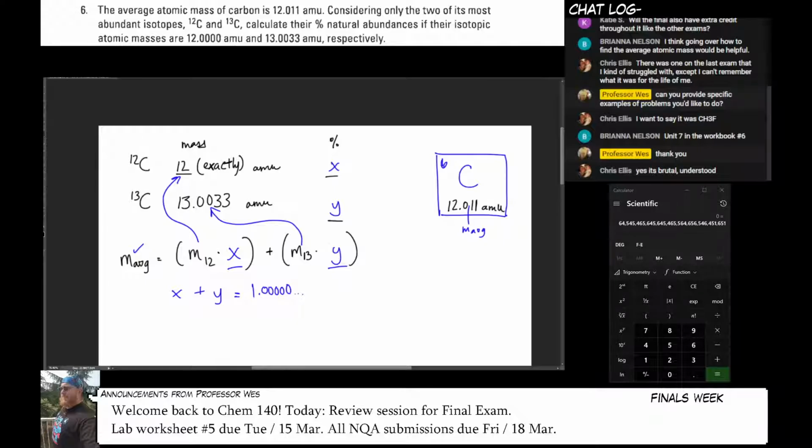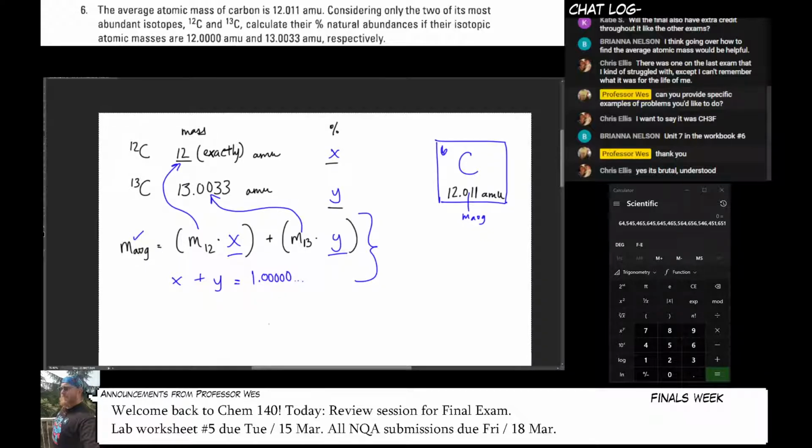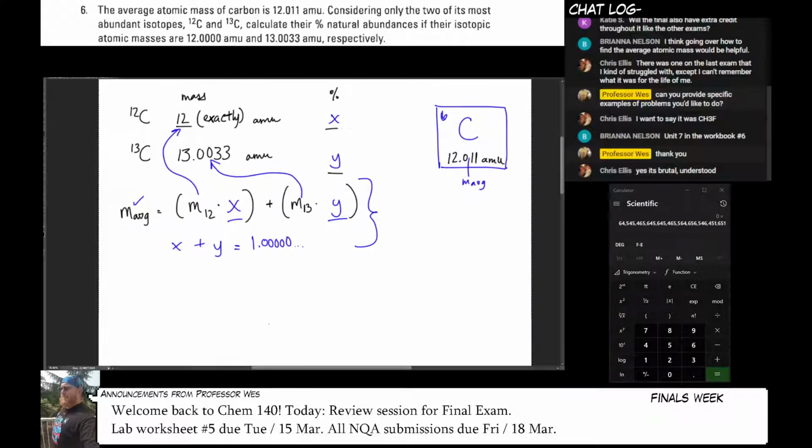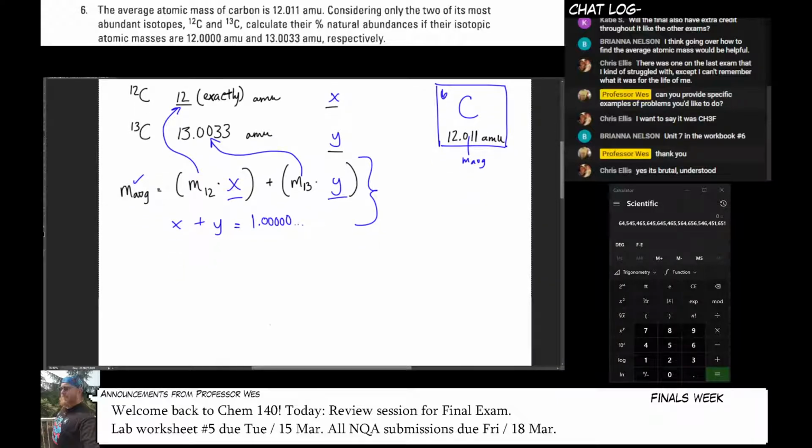So using these 2 equations that I have right here, I can then solve for my 2 variables. Now, just like I did when I gave the lecture on this, I don't know how long ago Unit 7 was. It sure feels like a long time ago. I'm going to show you the algebra, but then we're going to go to Wolfram Alpha and just solve it.